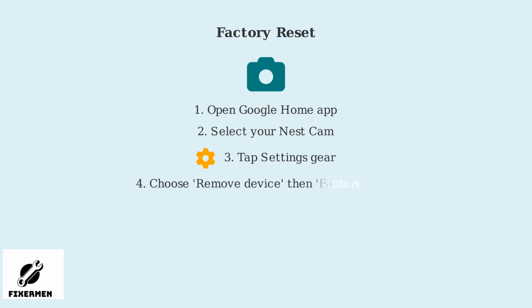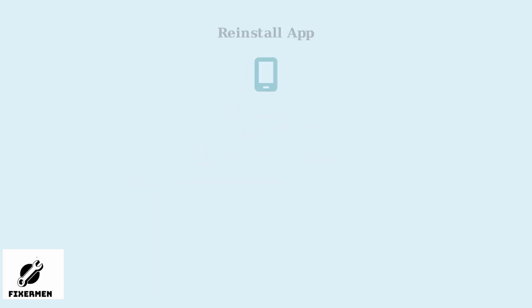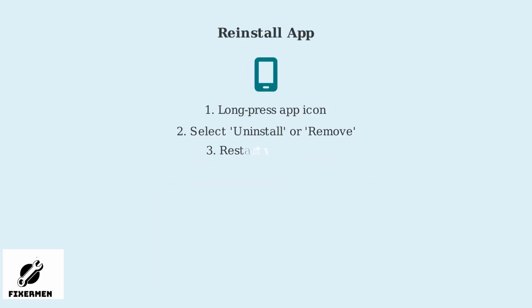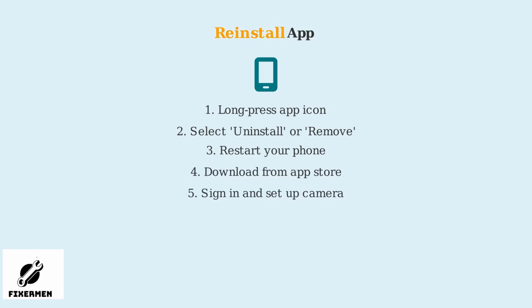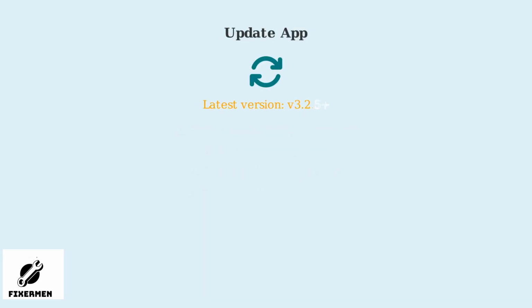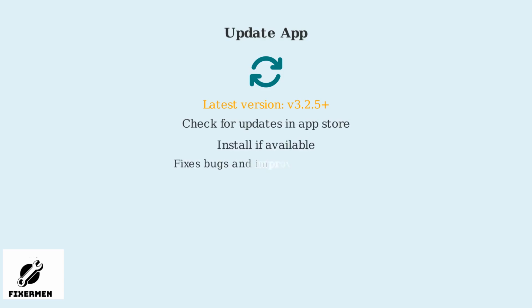If your Nest Cam isn't recording events properly, performing a factory reset can clear out software glitches and restore default settings. If the reset doesn't work, try reinstalling the Google Home app. This can fix corrupted app data that might be causing recording issues. Make sure your Google Home app is updated to the latest version, such as v3.2.5 or later. Google regularly releases patches for bugs that can prevent event recording.